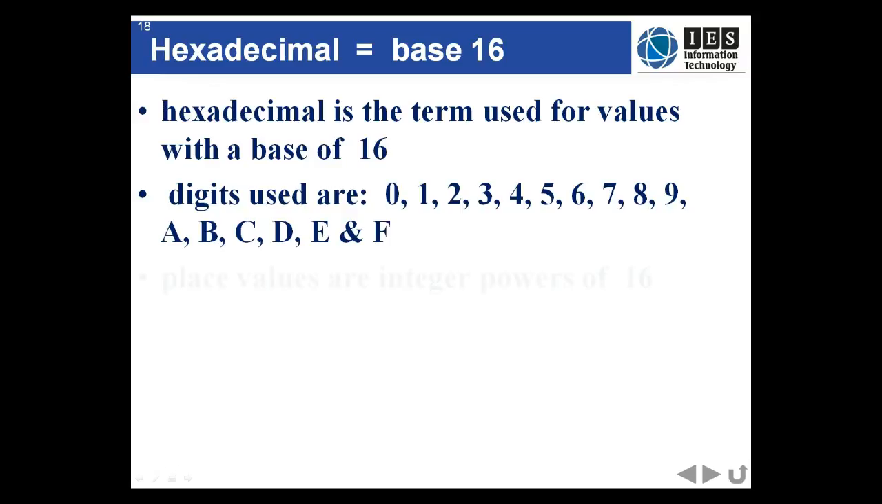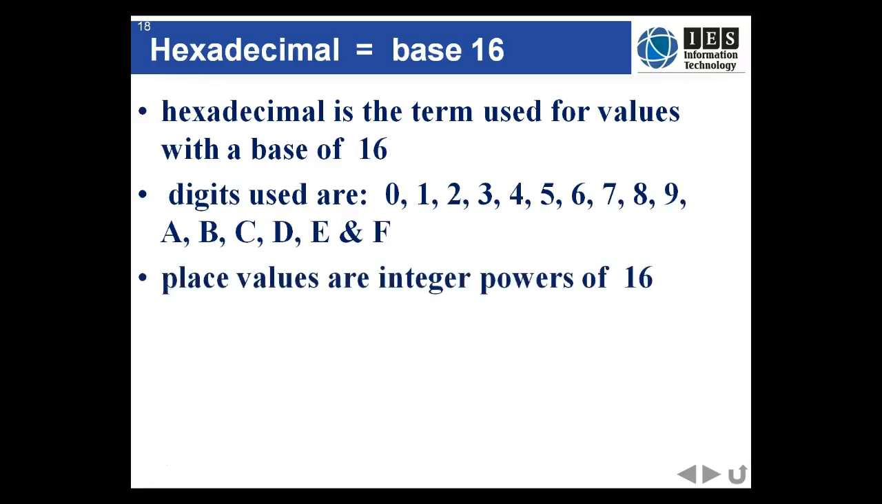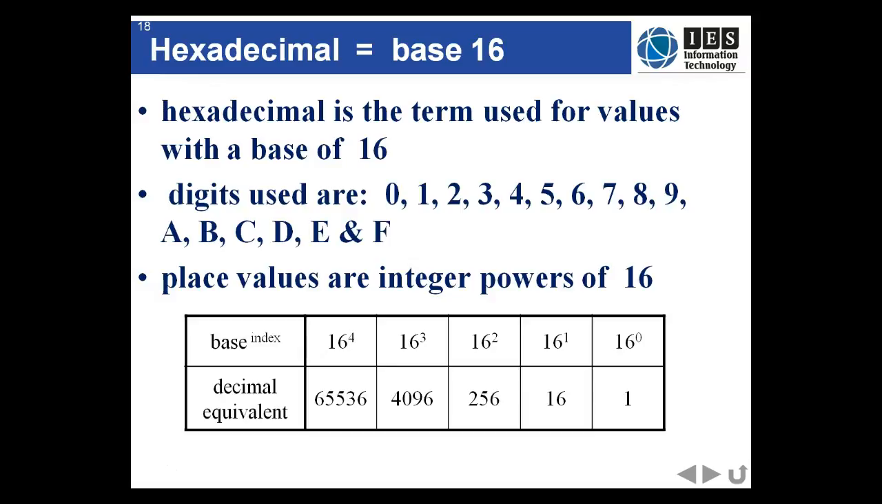Just as in binary and decimal, the place values are the powers of the base, but with the base being 16, we find that 16 to the power 4 is 65,536, and so in general, hexadecimal numbers are shorter in terms of digits than decimal and binary numbers.